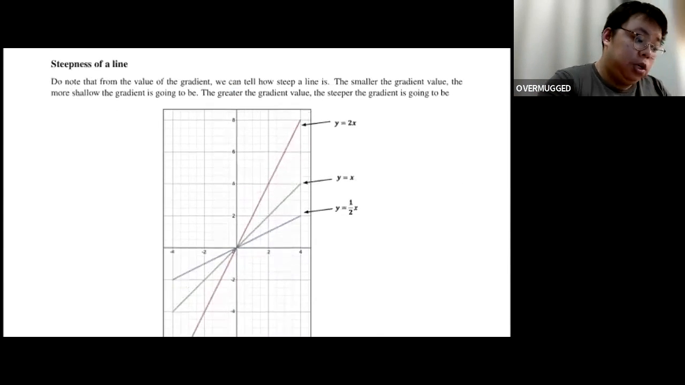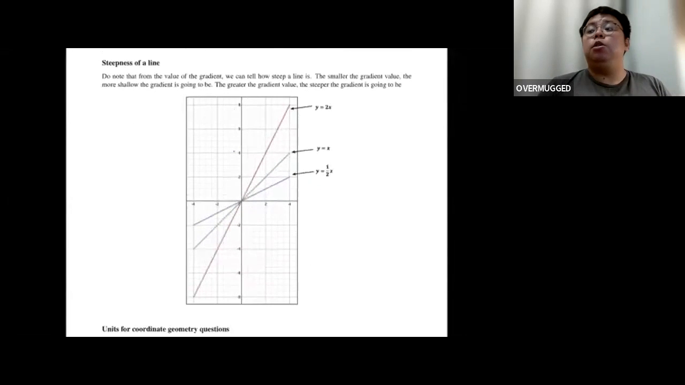Second last one, steepness of a line. Sometimes questions will ask you to predict what is the gradient of a line, or they will give you different shapes, different lines, and they will ask you which of the following should be of this gradient, of this gradient, of this gradient.